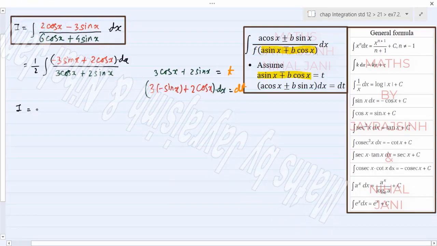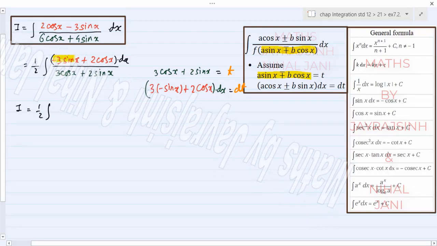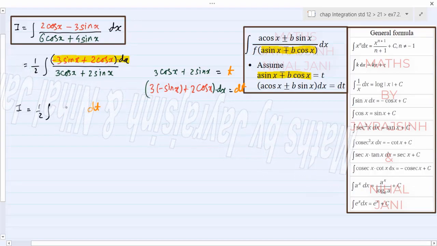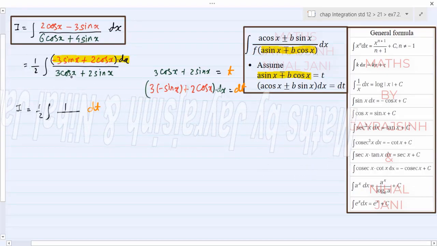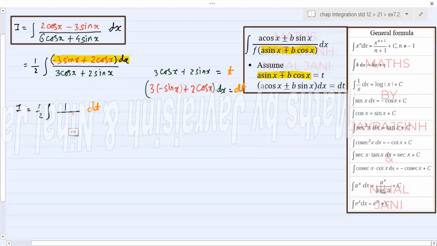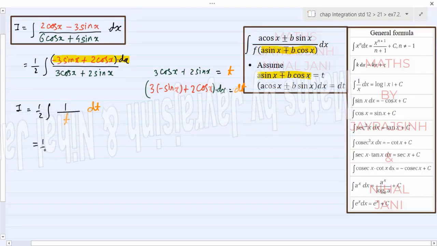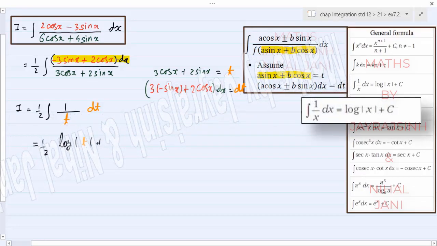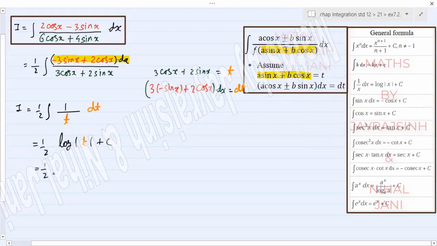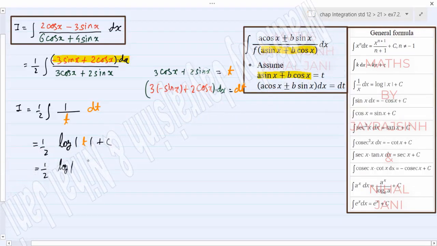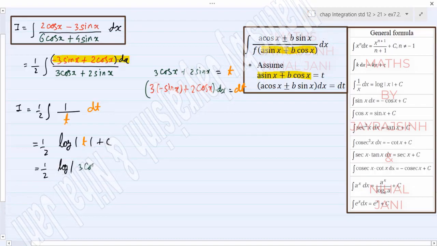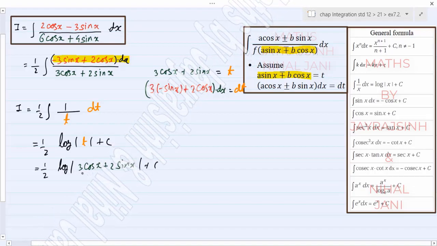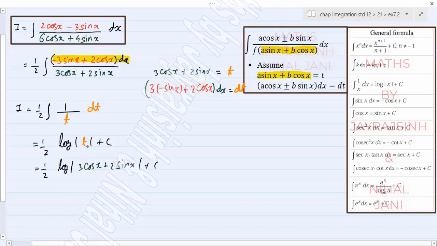So we are ready to modify our integration. Minus 3 sin x plus 2 cos x dx will become your dt, and 1 upon this 3 cos x plus 2 sin x will become your t. So we just have to integrate 1 upon t, which is log mod t plus c. Just substitute the value of t, which is 3 cos x plus 2 sin x, plus c is your final answer. Ta-da!